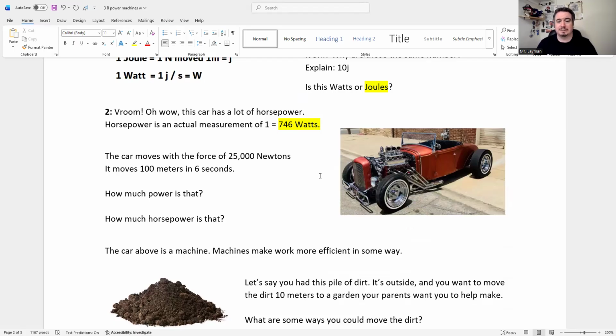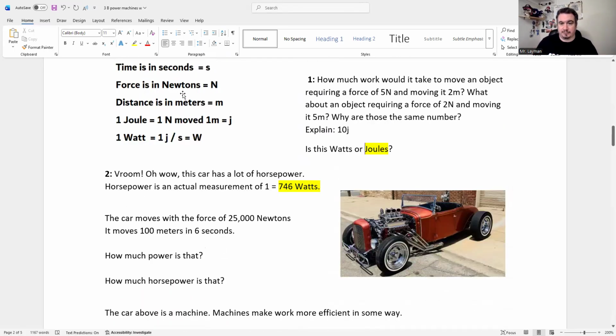But this car moves with a force of 25,000 newtons. It moves 100 meters in 6 seconds. Vroom indeed. So, how much power is that? All right. Well, if I go up here to my formula, I can see that the force is in newtons. Cool. And I've got newtons right here. I'm going to highlight anything I've added in gray. It moves 100 meters. In 6 seconds. I'm going to change this to gray just to keep it consistent.